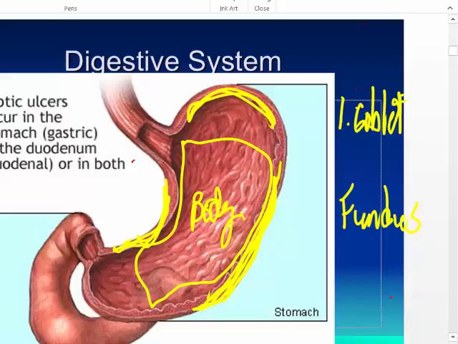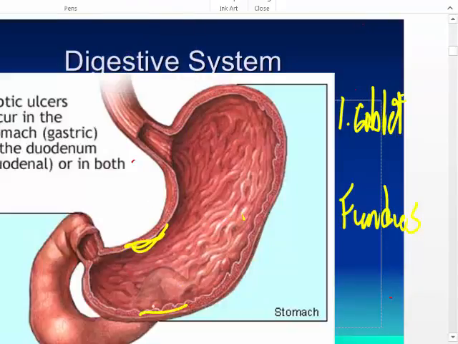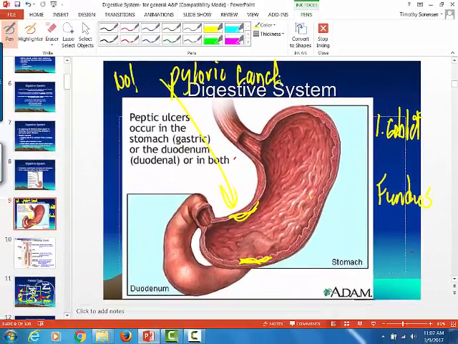Now, as you can see, look, are you looking? What happens to the stomach as you move deeper into the stomach? What happens to it? It begins to narrow, yes? So this narrowed area is called the pyloric canal. You got me? And then watch.